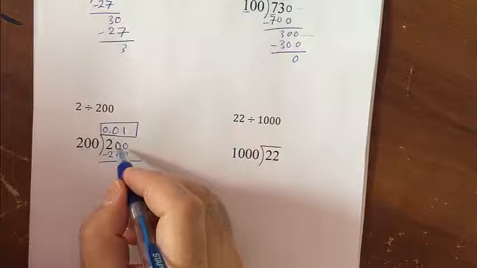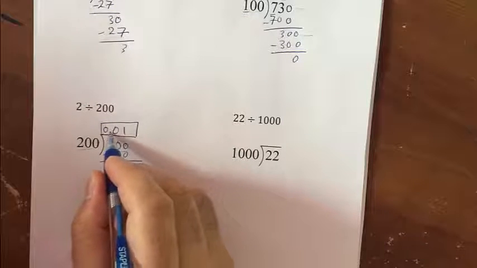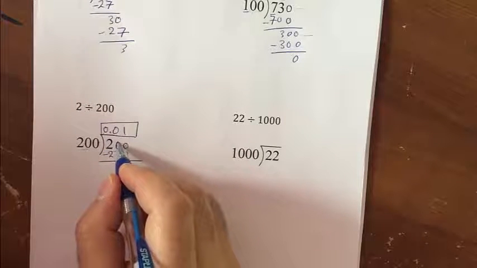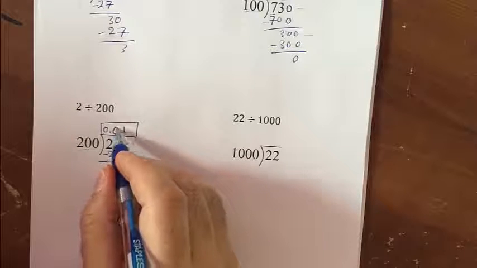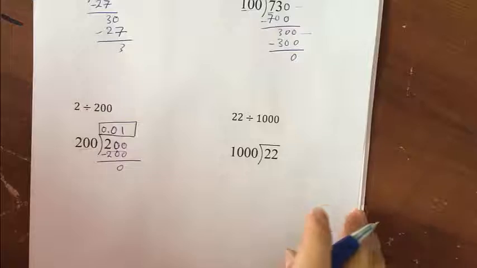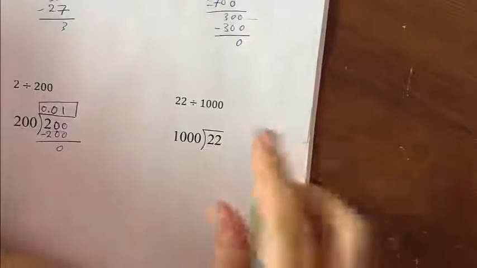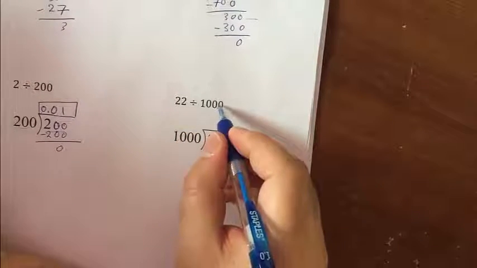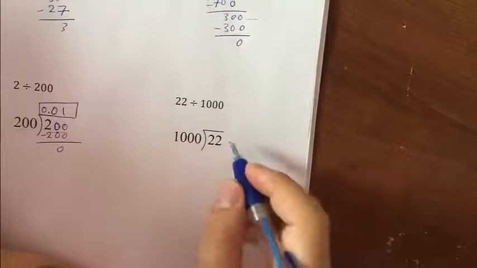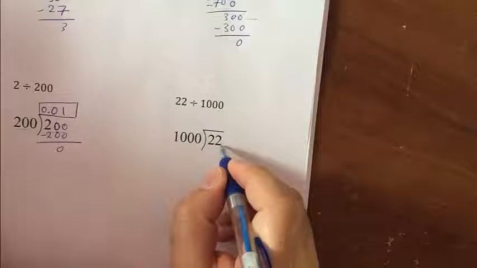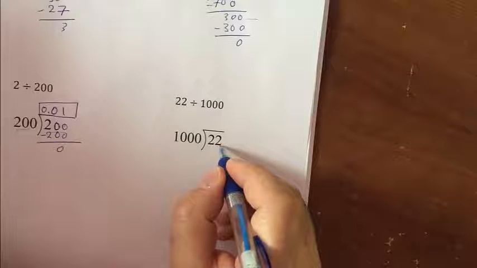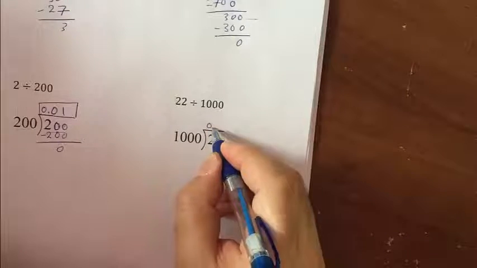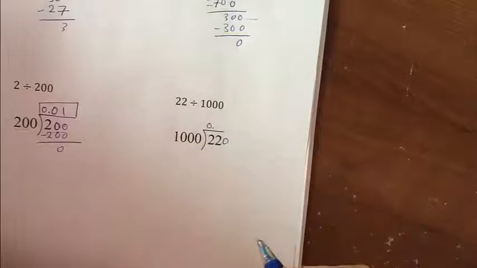So remember the trick. The key point is that when you put a decimal, you're allowed to put a 0. Then when you want to put another 0, you better put another 0 at the quotient as well. Now let's divide 22 by 1000. So we have 22 here and we have 1000. This 1000 doesn't go into 22. What do we do? We put a decimal point, we add a 0.